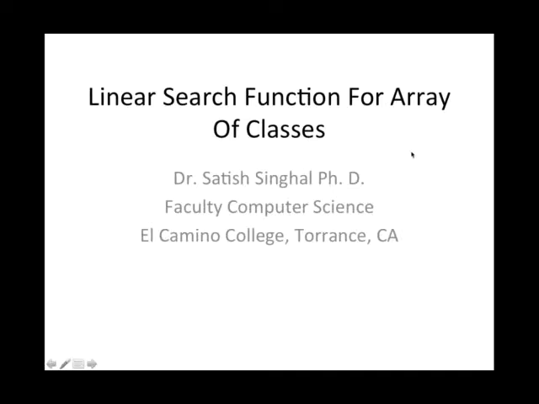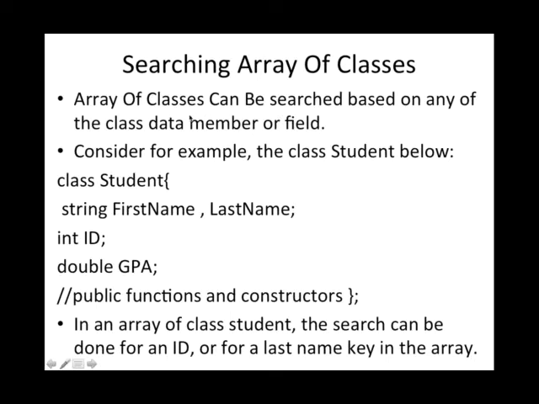So let's go. An array of classes can be searched based on any of the class data members or fields. Consider, for example, the class Student below. There are fields here: string first name and last name, ID, and GPA. And then after that, the class is going to have public functions and constructors.